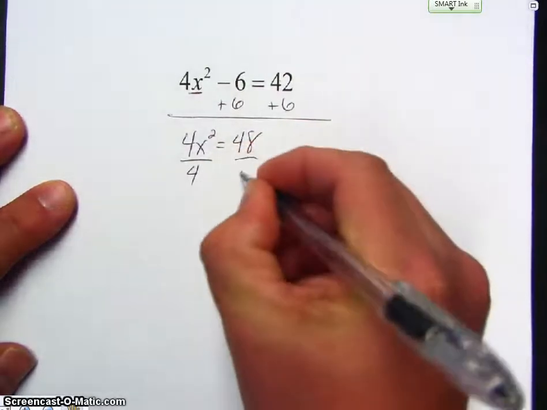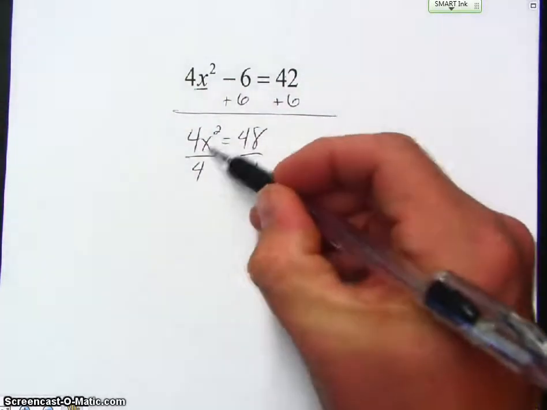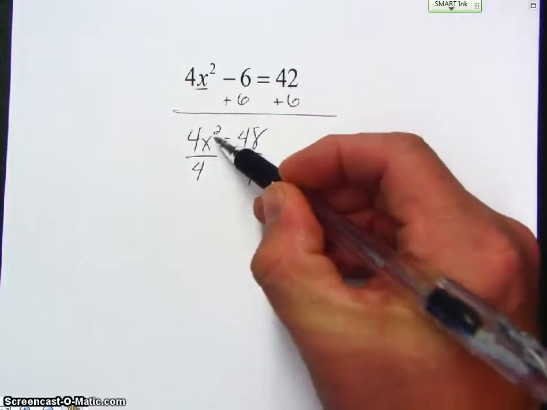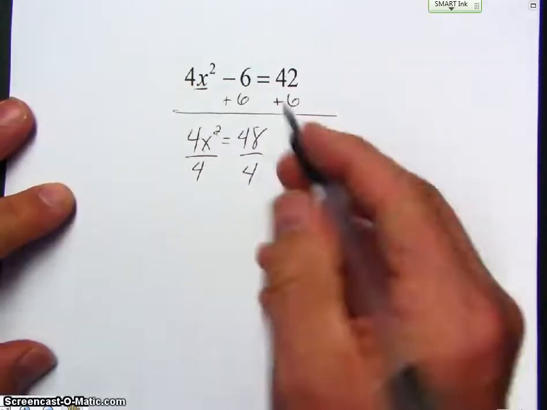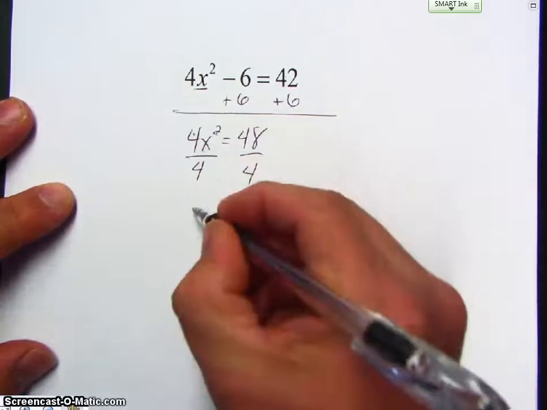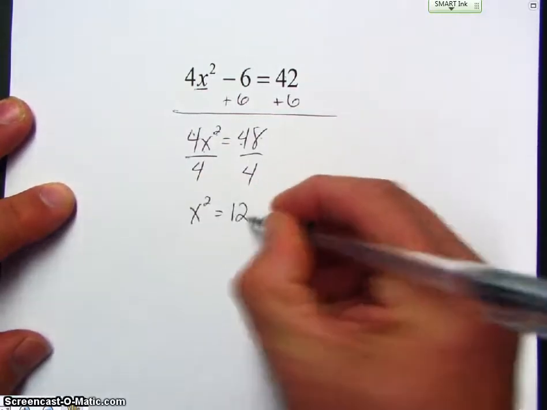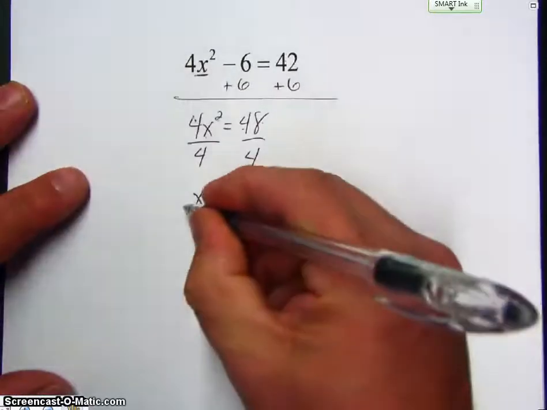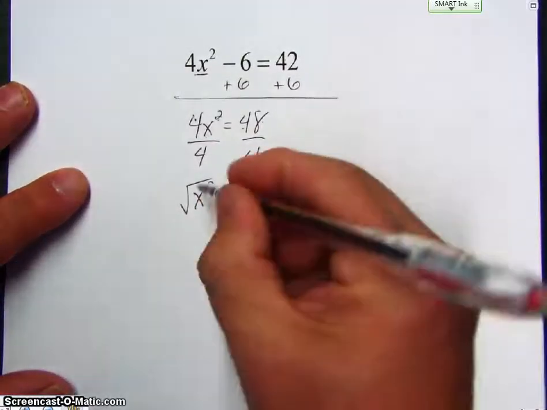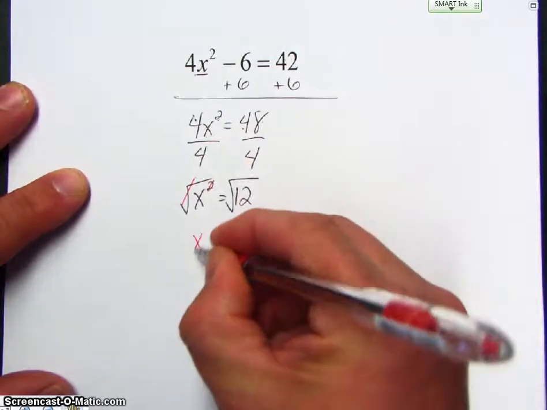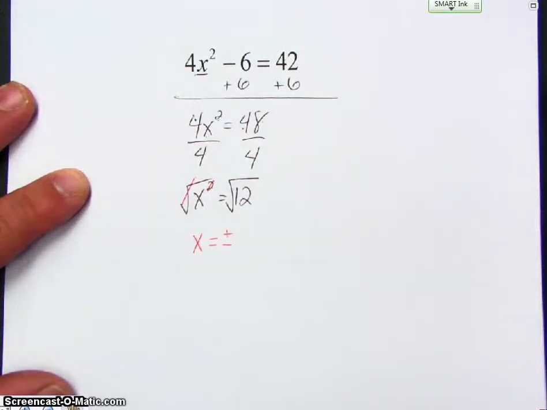Divide by 4. It's just like solving a linear equation, except the variable has a square to it. So what makes it different is the last step. 4 divided by 4 is 1, so I'm left with x squared equals 48 divided by 4 is 12. Now I can take the square root, and when I do that, the square root and the square cancel, I'm just left with x equals plus and minus square root of 12.